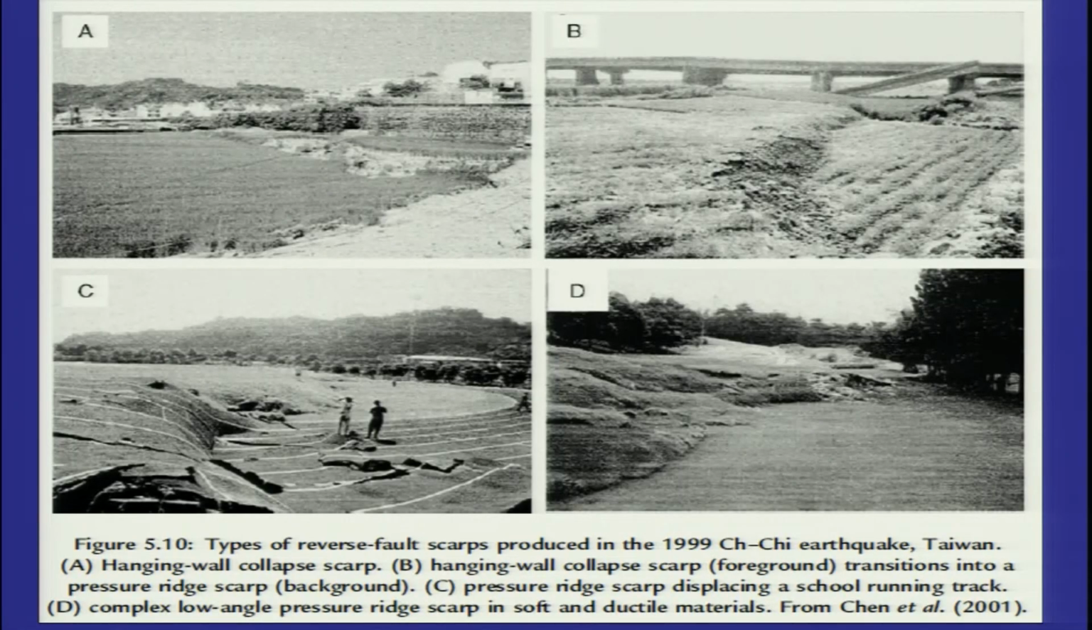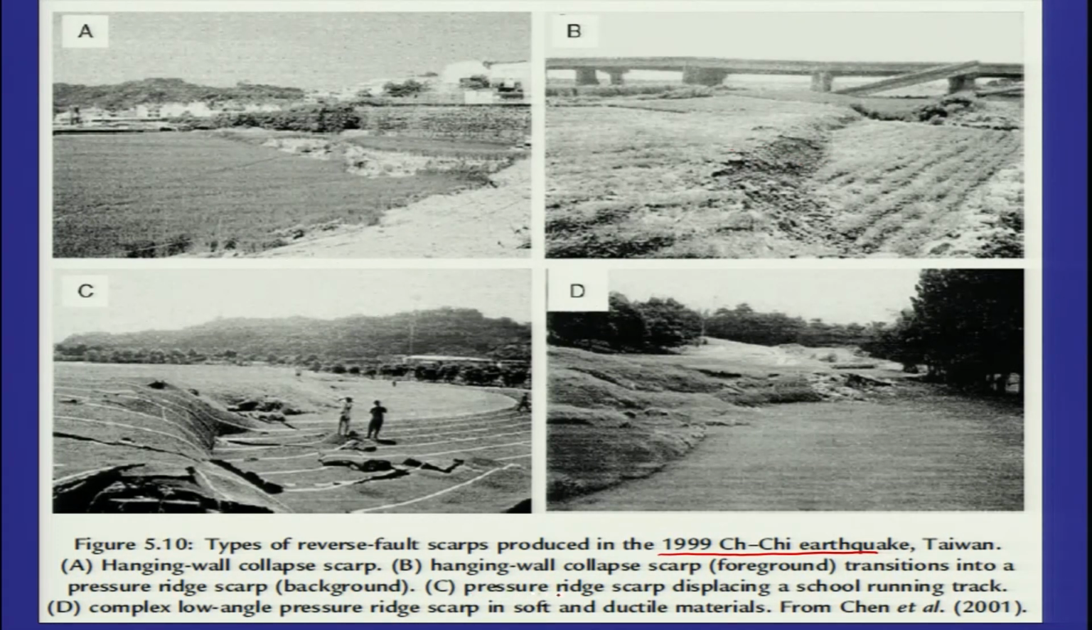A few more examples. These are types of reverse fault scarps produced in the 1999 Chichi earthquake of Taiwan. The first shows the hanging wall collapsed. If you see here, the hanging wall is collapsed, and the whitish portion which you see is because of the collapsed material. Second is B, you have the hanging wall collapse scarp, foreground and transition into the pressure ridges. The scarp initially came, the material came on the top with a slightly sharper scarp, but then the scarp material has fallen down and been dragged on the surface.